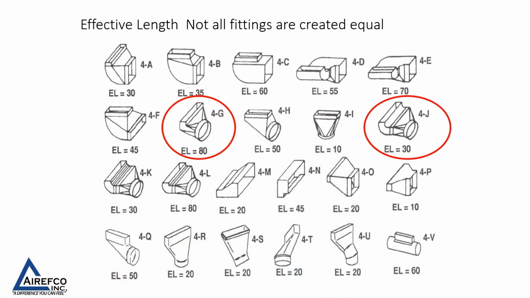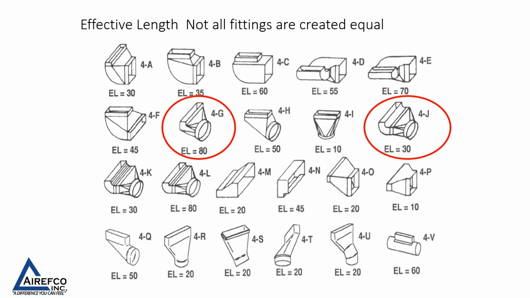Every fitting and transition that you put in the duct system will add equivalent length to the duct. So you may have a duct run that is 10 feet long, but by the time you add the transition and the registers on that duct run, you may have a duct run that is over 150 feet. These fitting equivalent lengths are listed in the manual for ductwork. You'll notice that the 4G fitting has an equivalent length of 80 feet. A comparable duct fitting in 4J has an equivalent length of 30 feet.